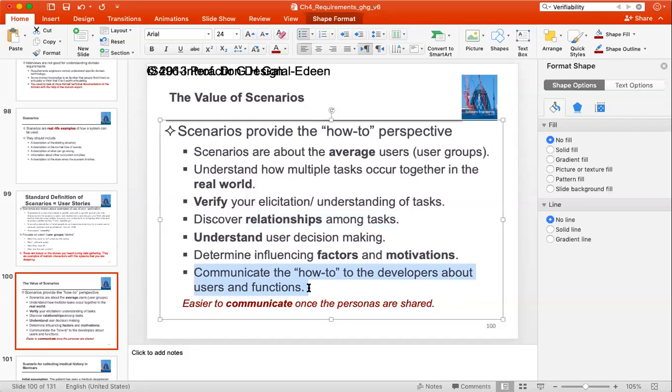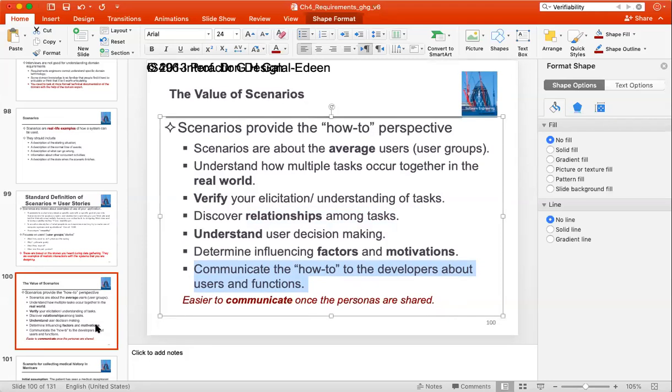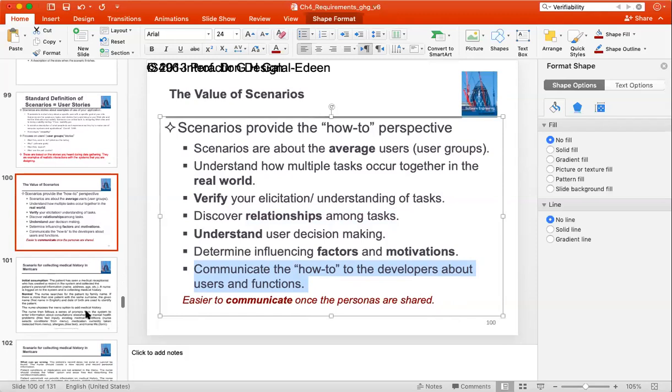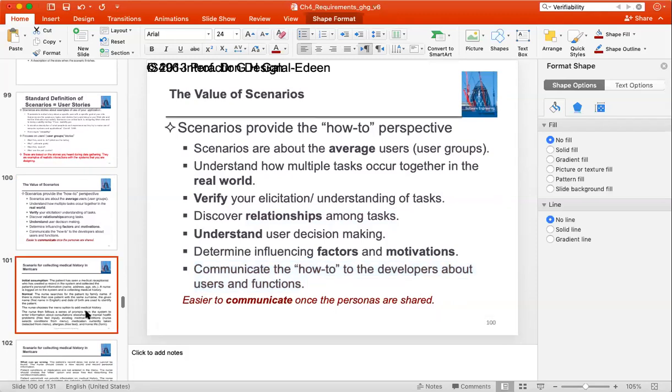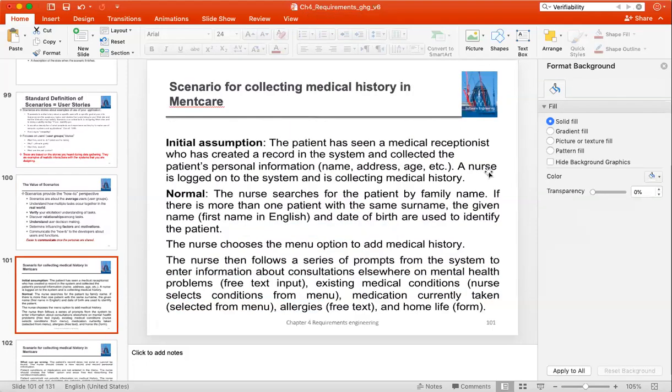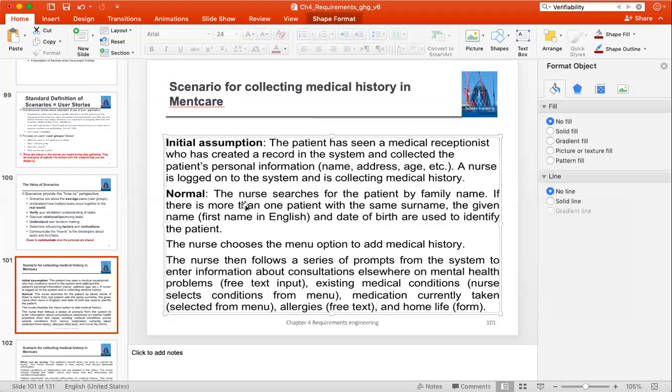communicate how-to statements to the developers about users and functions, maybe algorithms and ways of computing things and ways of performing tasks. Okay, so here are some examples of scenarios for collecting medical history in Medcare. You can put something about initial assumptions, like a precondition for this scenario. How does the scenario get started? And here's the normal course of events, the normal flow of events. The nurse searches for a patient by family name. Then if there's more than one patient with the same surname, the given name is used to identify the patient.